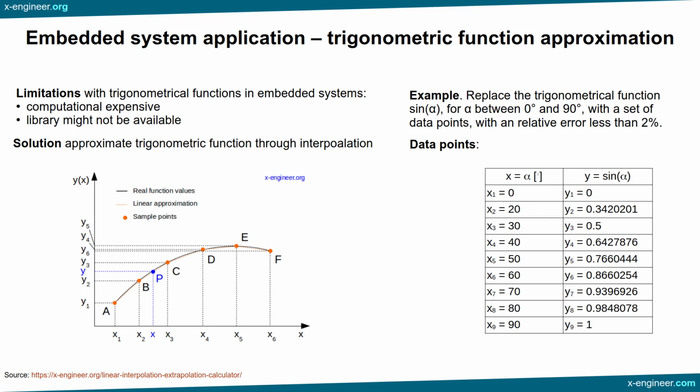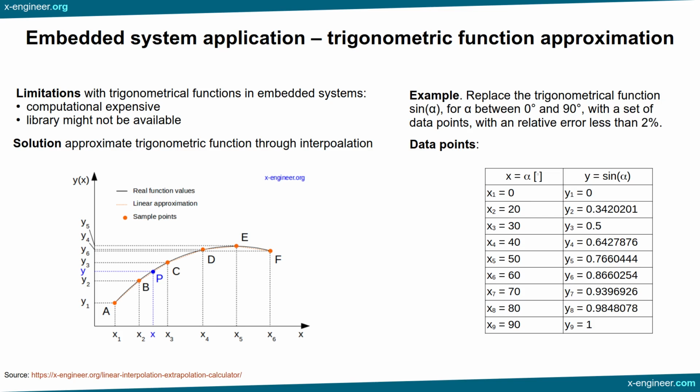For example, let's say that we need to compute the sine function for angles between 0 and 90 degrees. Instead of performing direct trigonometric calculations, we can store a set of pre-calculated data points and use linear interpolation to estimate values in between. On the right, we have a table listing some sampled data points for sine of alpha, covering angles from 0 to 90 degrees.